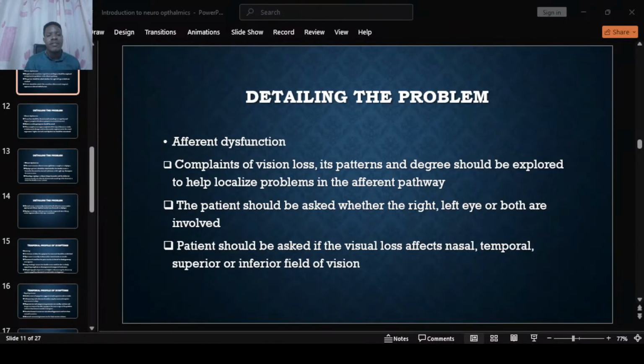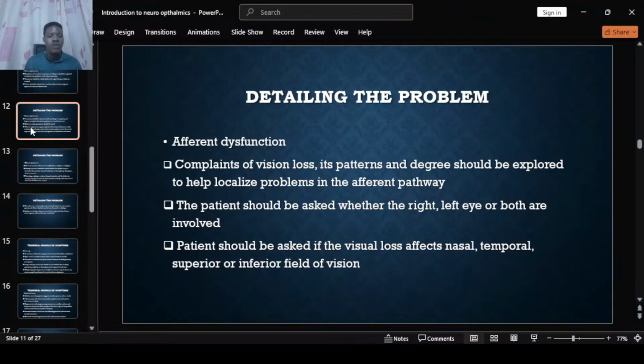Sometimes a case might involve just one eye, sometimes both, or sometimes it's more in one eye than the other. So we want to note what is going on, and then the patient should be asked if the visual loss affects the nasal, temporal, superior, or inferior field of vision. So there is vision loss that affects just a particular field of vision. We want to know where it is because it gives us an important clue on what is going on.